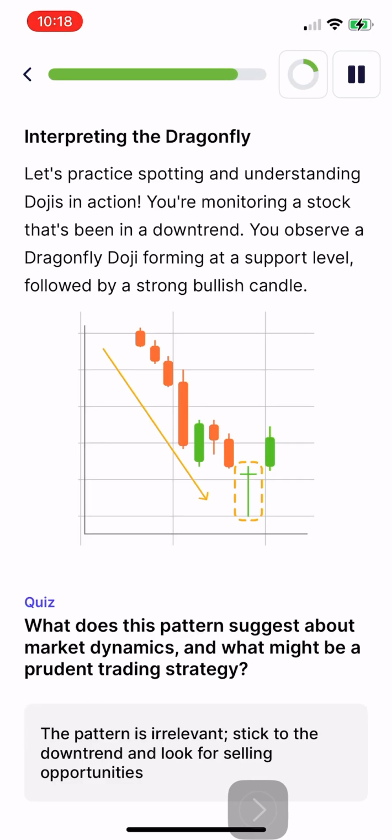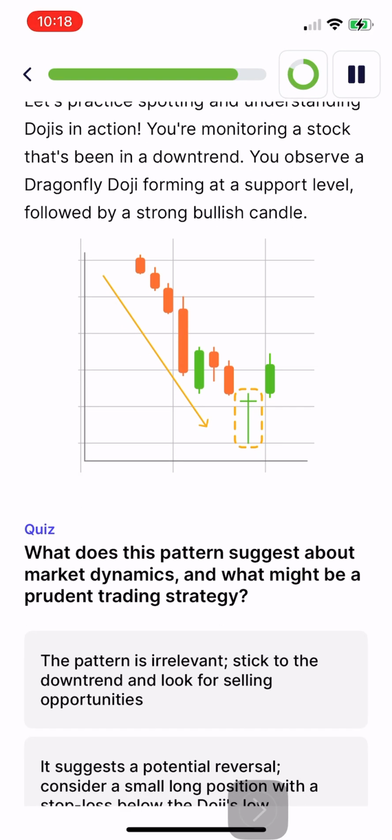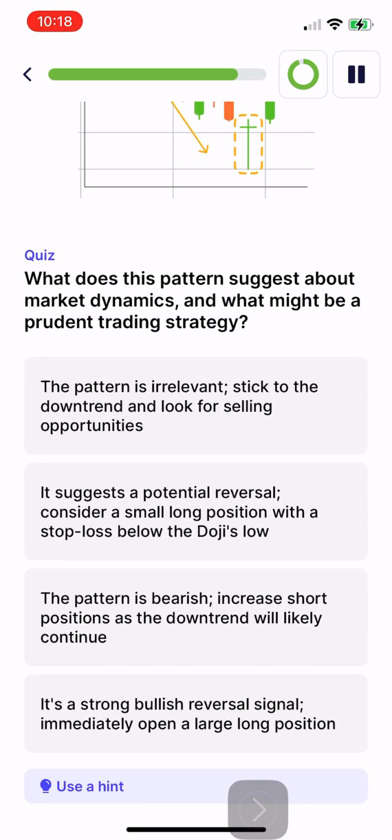You're monitoring a stock that's been in a downtrend. You observe a Dragonfly Doji forming at a support level, followed by a strong bullish candle. What does this pattern suggest about market dynamics, and what might be a prudent trading strategy?